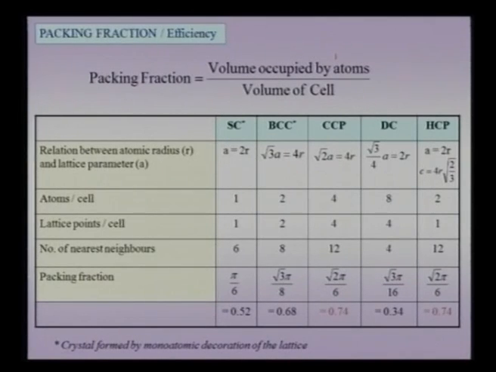Now, first thing I do is write down the relation between the atomic radius and the lattice parameter. For a simple cubic crystal, since the atoms touch along the cell edges, a is equal to 2R. For the body centered cubic, the atoms touch along, we have seen already, the body diagonal, and the length of the body diagonal is root 3a, and there is a central atom which gives a 2R contribution to this length, and also there are two atoms sitting at the ends of the body diagonal which give a contribution of 2R. So, 4R is equal to root 3a.